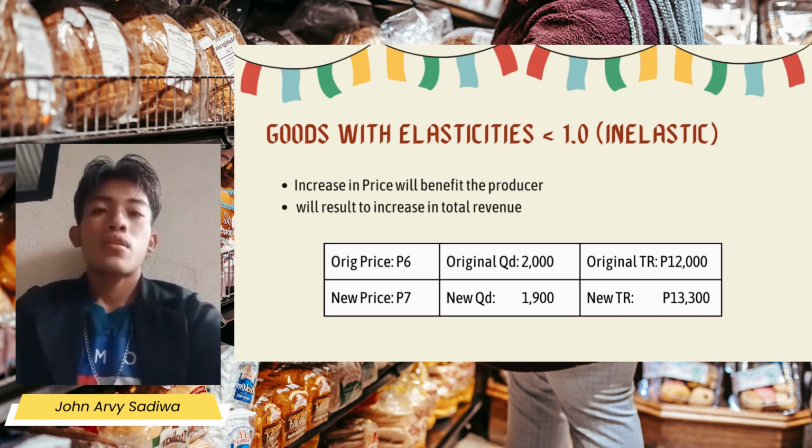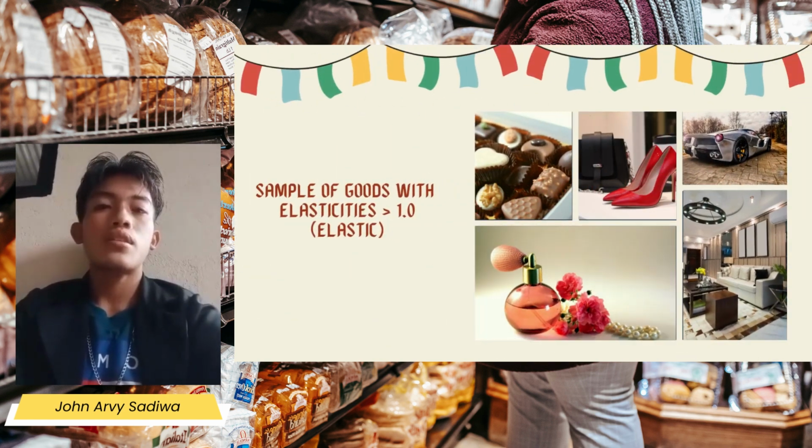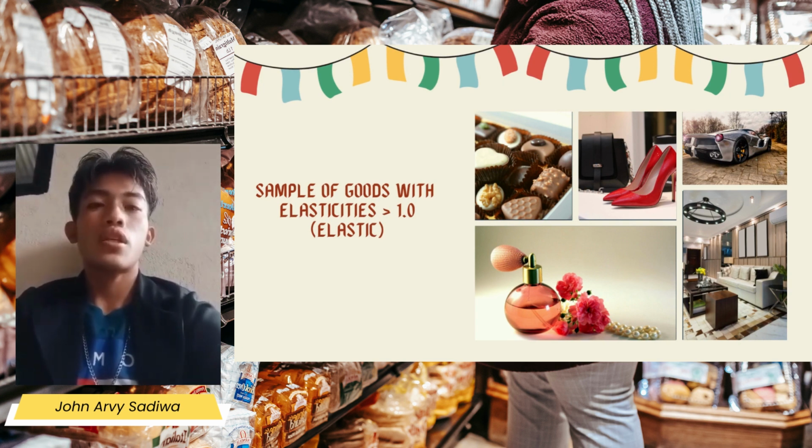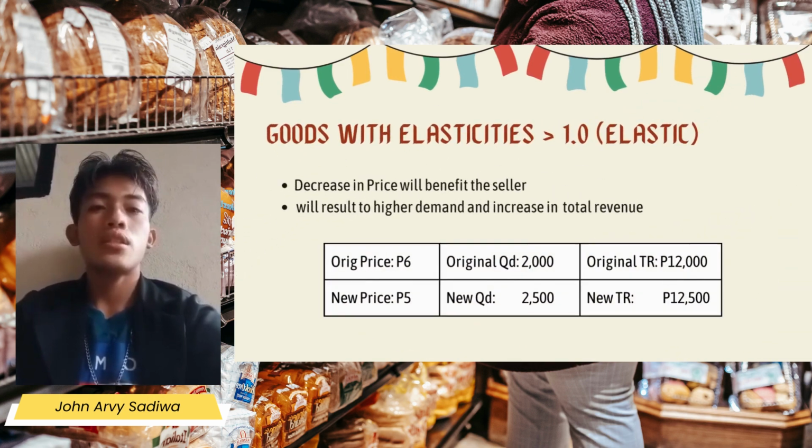Next, let's proceed to elastic goods. These goods have elasticity greater than 1. What are examples of them? We have luxury perfume, luxury shoes, sports cars, chocolate, and expensive items often given as gifts. A decrease in price will benefit the seller. Why? Because it results in higher demand and higher total revenue for sellers.